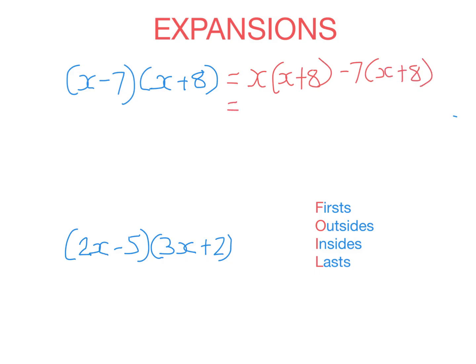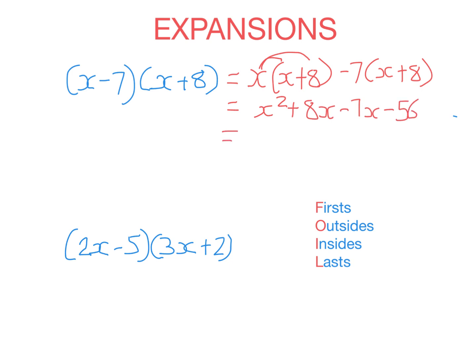So expanding the first bracket, I just go x times x is x squared. Remember, in algebra, if no operation is written, it's always times. And I have to remember that I also have to times x by the second thing in the bracket there, 8. So it's x squared plus 8x. Expanding the second bracket, I go -7 times x, -7 times +8.